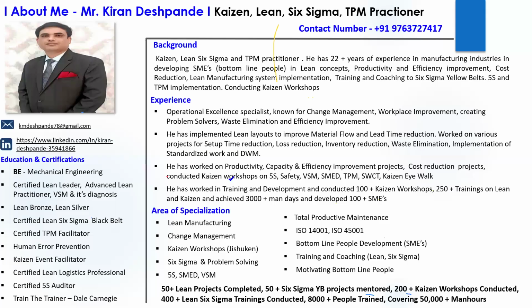So basically, my name is Kiran Deshpande. I am a Kaizen, Lean Six Sigma and TPM practitioner. I have near about 23 years of experience in the manufacturing sector. Initially, for 7 years I worked in operations. For the last 15 to 16 years, I have been working as a Lean Six Sigma TPM practitioner.